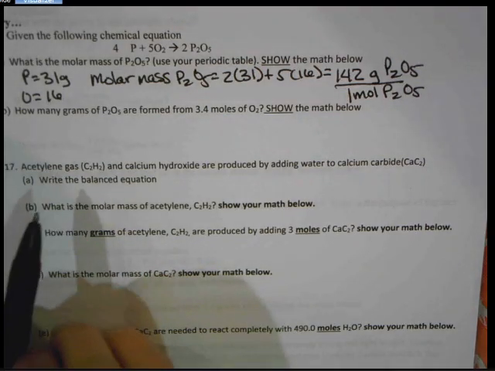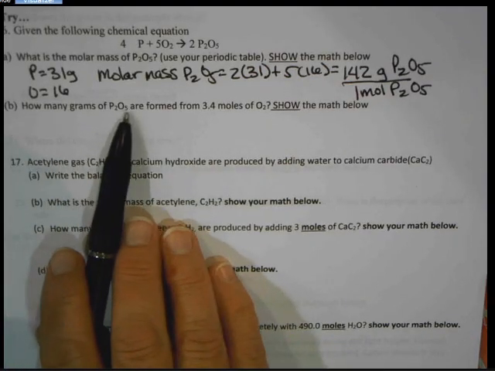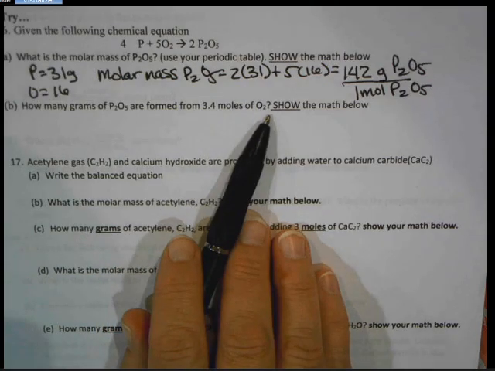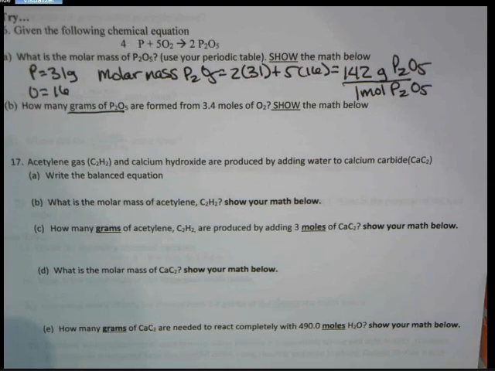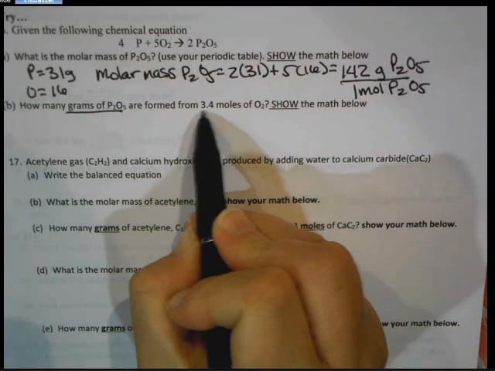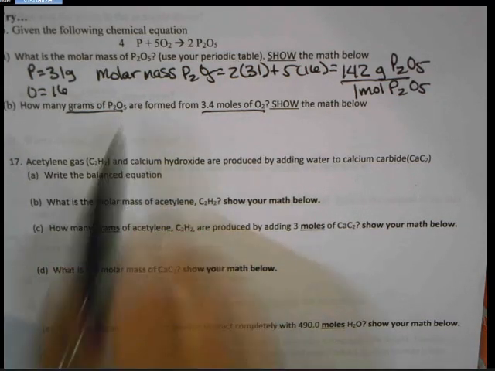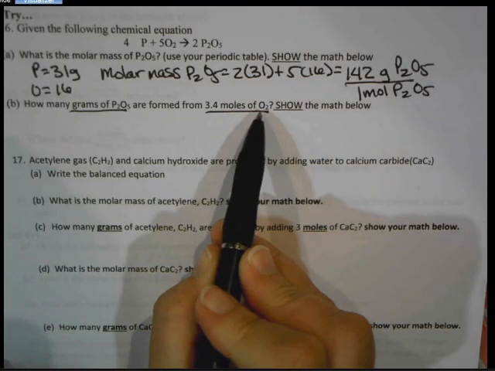So I'm going to do B for you guys too here. How many grams of phosphorus oxide are formed from 3.4 moles of oxygen? So notice I'm looking for grams of phosphorus oxide from 3.4 moles of oxygen. I see grams in my question, so I know I need the molar mass of phosphorus oxide. Whew, good thing we did it in A. So then I can go ahead and start.